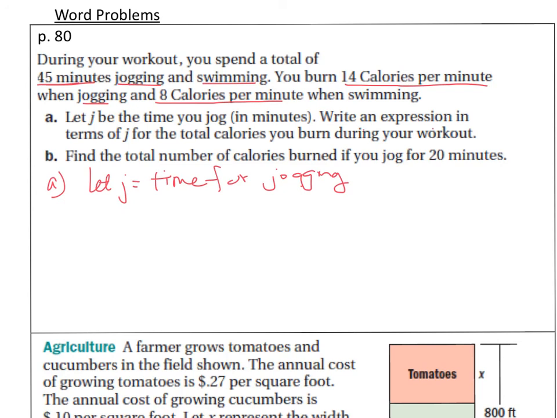Write an expression in terms of J for the total calories you burn during your workout. Okay, so we know the total time of working out is 45 minutes. 45 minus J is the time for swimming.